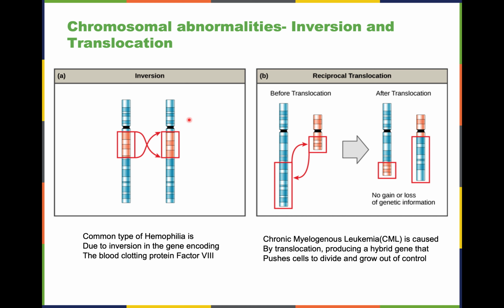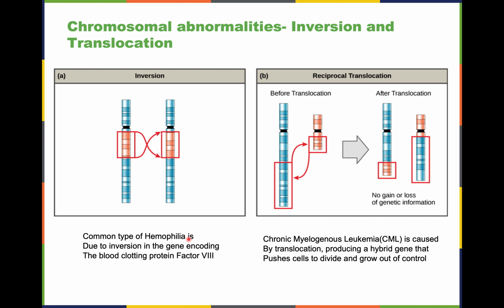Other forms of chromosomal abnormality are inversion and reciprocal translocation. What is inversion? Inversion basically means flipping. So you have a chromosome. These genes are sitting on the chromosome, but for whatever reason, this part of the chromosome flips. Imagine that the order of the genes changes. Sometimes genes are sitting at the junctions of these flips and they get all screwed up. They don't work anymore. A common type of hemophilia is a result of inversion.